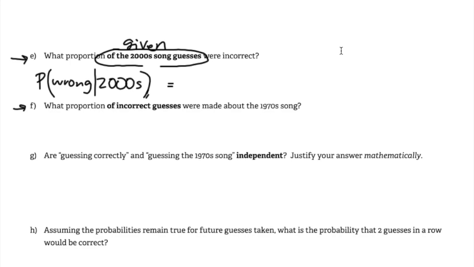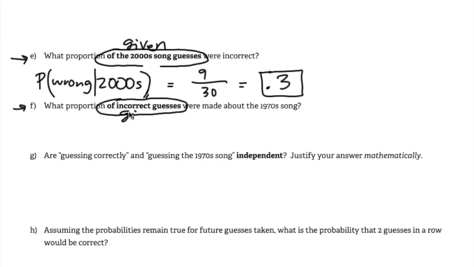So in that column, we can see that 9 of the answers were incorrect out of 30 answers total. So of the 2000 song, I only care about that fourth column, which was the 2000s guesses. So 9 out of 30, which is 0.3.